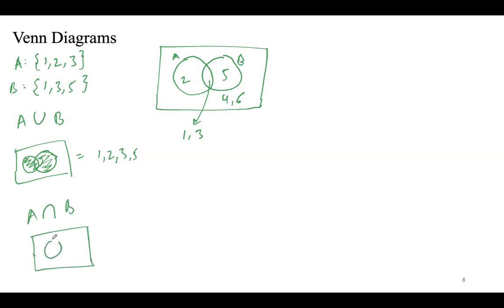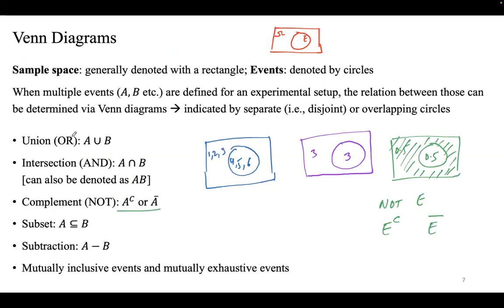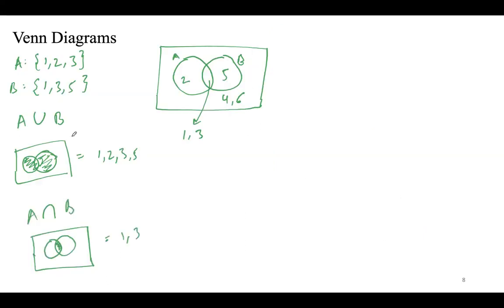So in that case, we are only interested in the overlap, just this bit. And that in this case is only 1 and 3. Okay. So that's union. And union means using the word or. So 2 is present either in A or in B. 1 and 3, it's present in both. So or encompasses that also. And 5 is also present in just B.